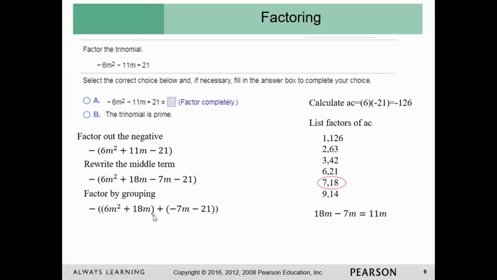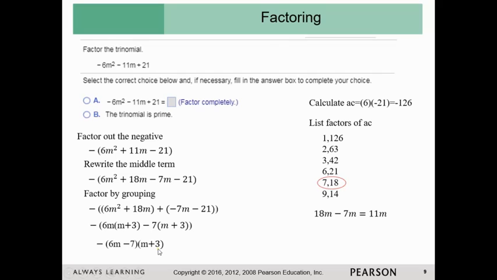Then we group it. We group it into two groups, the first two terms into a group, and then the last two terms into a group. Then we take out the greatest common factor out of each group. In the first group, the greatest common factor is 6m. And the greatest common factor in the second group is negative 7. We've created this common term of m plus 3. So now we factor out the m plus 3. And now we have the completed factored form of this trinomial here: 6m minus 7 times m plus 3, using the AC method.